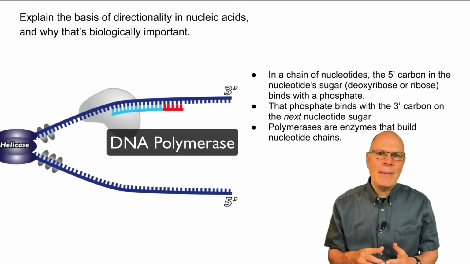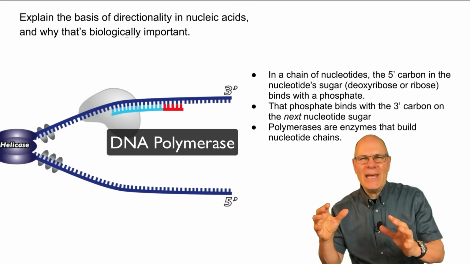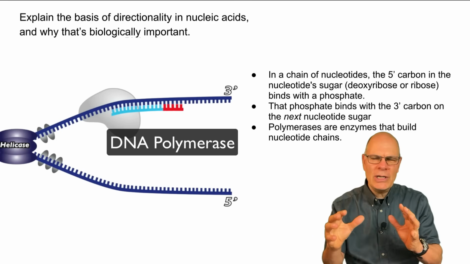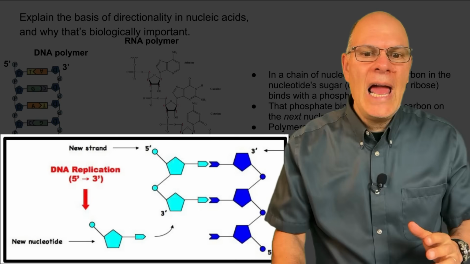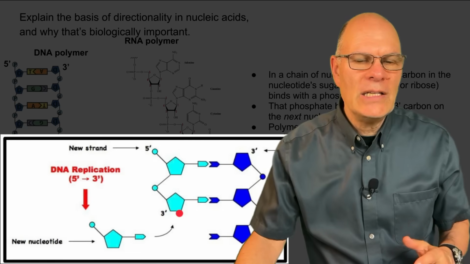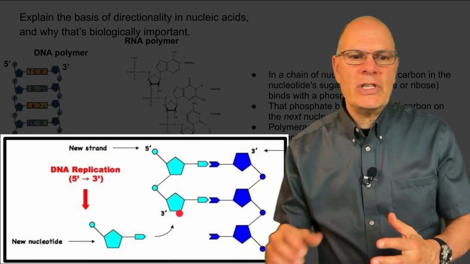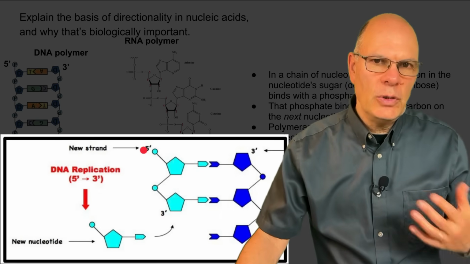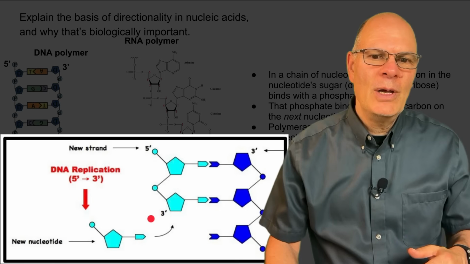Well, the enzyme that builds DNA is called DNA polymerase. And these enzymes, like all enzymes, have an active site. They only can work in certain orientations, and they work completely by feel. And they can only add new nucleotides at the 3' end of a growing nucleotide strand. So that's what directionality is all about. All of these nucleic acids are built in the 5' to 3' direction.